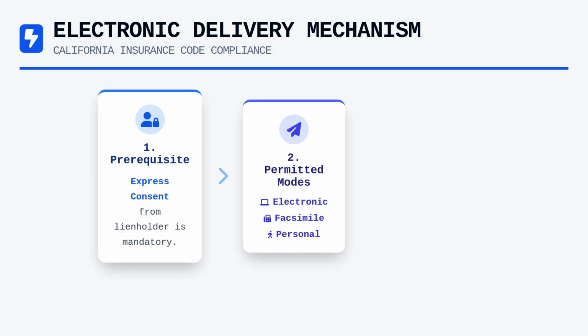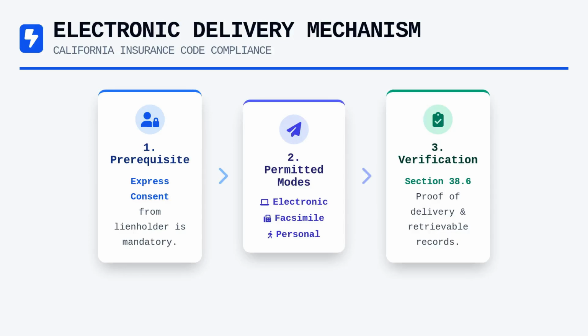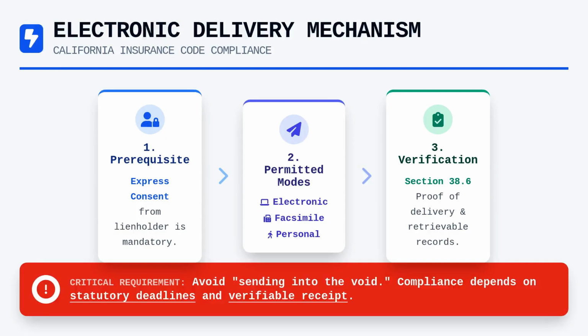Furthermore, when electronic notice consent is active, the law enforces specific requirements for verifying the receipt of cancellation information. Under Section 38.6, a licensee must be able to demonstrate valid proof of delivery, and the electronic record is only treated as actually received if it complies with the standard statutory deadlines. Simply sending an email into the void is insufficient. The system must maintain retrievable records of delivery to verify that the lien holder's rights were respected.